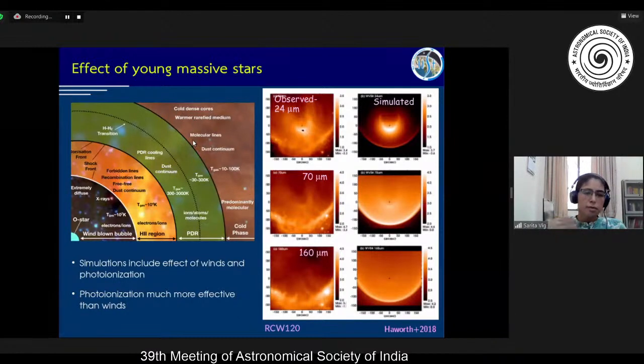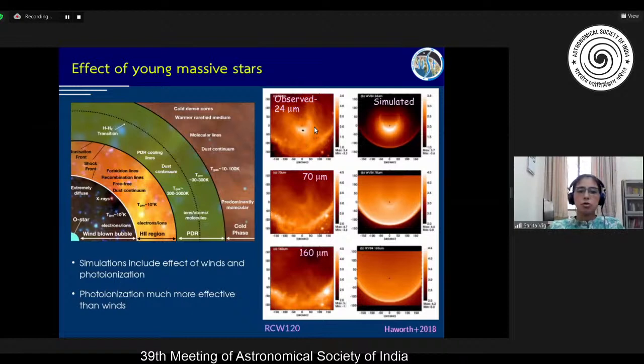Now, when we usually take observations on the sky of different star forming regions, all we get are snapshots. But to understand how these different processes affect the interstellar medium, we need to take the support of simulations. So here, for example, is shown one region, RCW120, where a particular H2 region bubble has been modeled by Howard and others. And here you can see this small region corresponds to the region which is excited by the winds, whereas the outer region is mostly because of the shock front expansion of the H2 region.